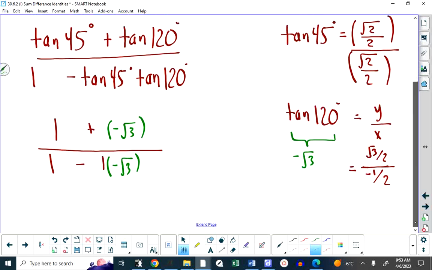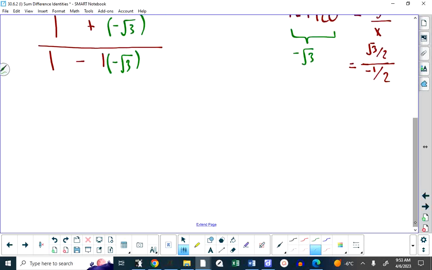And what I end up with is 1 minus root 3 over 1 plus root 3. We're not going to do this on the calculator, but if you took tangent of 165, and then figured out what 1 minus root 3 in brackets divided by 1 plus root 3 in brackets was, you'd get the same thing.